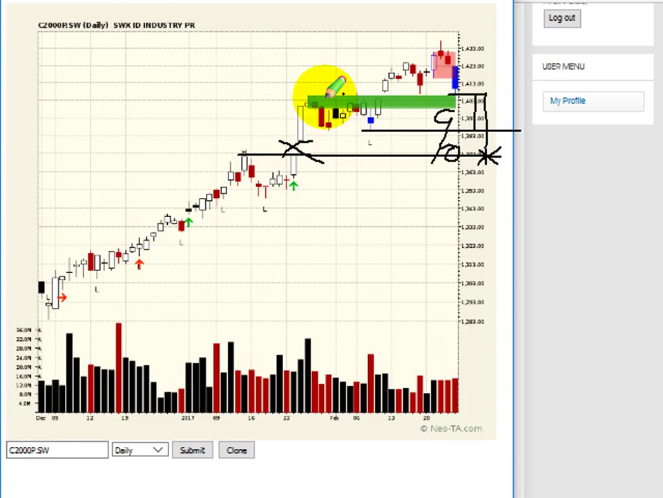Where's the best case scenario? Right here where your green is showing up. In other words, you come into here, you find buyers, maybe you bounce a little bit, and then maybe you roll over again and you come down and try to break that swing point low. That's the sort of thing that can happen.